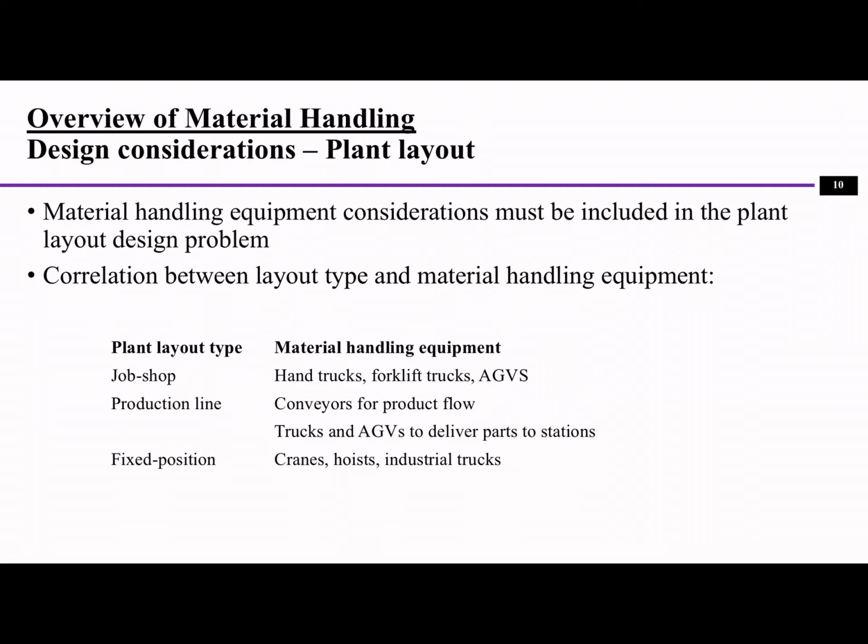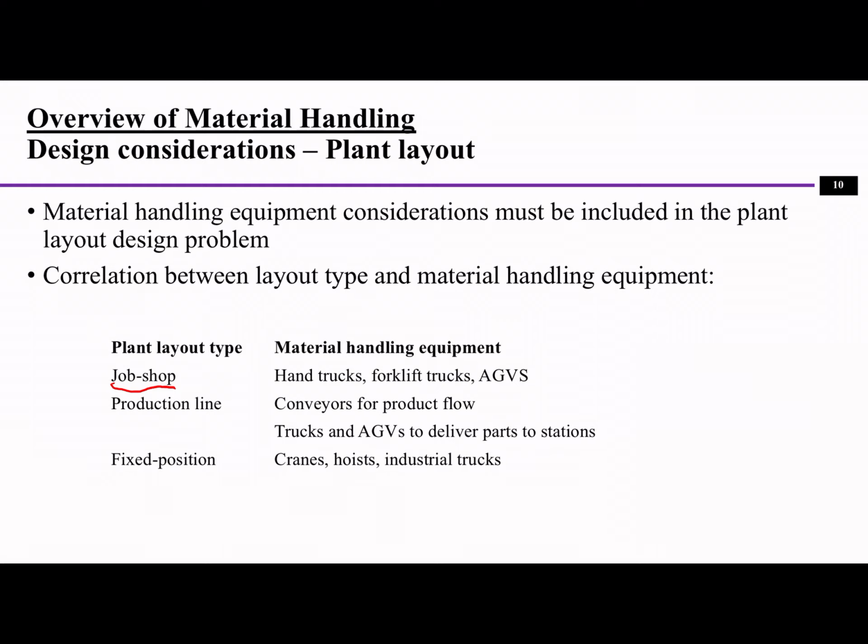Other design consideration might include the plant layout. So it depends on what kind of process layout type. For example, the job shop. So job shop means you have the stations here and there, and it is not a typical production line, always one process after another.